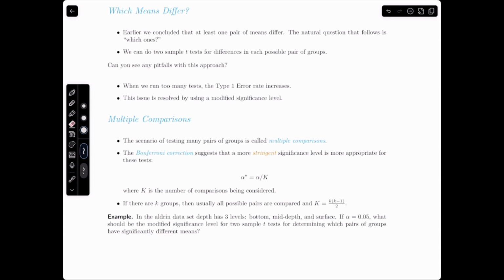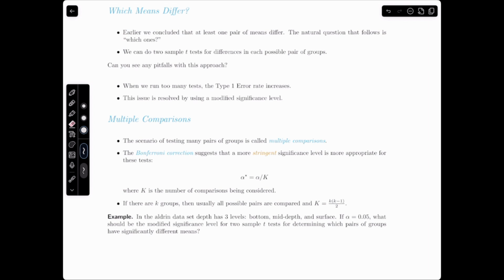So when we're doing multiple comparisons, the scenario of testing many pairs of groups is called multiple comparisons. The Bonferroni correction suggests that a more stringent significance level is more appropriate for these tests. So our alpha star is going to be our new significance level for our multiple comparisons. And what we do is we take our old alpha that we did our ANOVA at, and we divide it by our number of comparisons. So if there are K groups, then usually all possible pairs are compared, and the number of comparisons is K times K minus 1 divided by 2. And the Aldrin dataset depth has 3 levels: bottom, mid-depth, and surface.